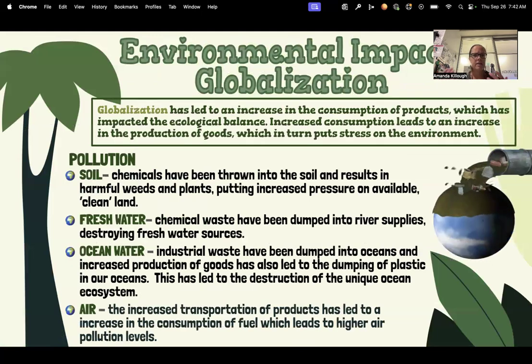All right. The next piece here is talking about how that globalization has impacted the environment. It's created soil pollution, where chemicals have been thrown into the soils, resulting in harmful water. That's one of the biggest pieces: stuff that's been put into the soil leaks into the water system. So we've had issues with that. The fresh water has chemical waste that's been dumped into rivers, and then ocean water, of course, with plastics and everything else that's dumped.